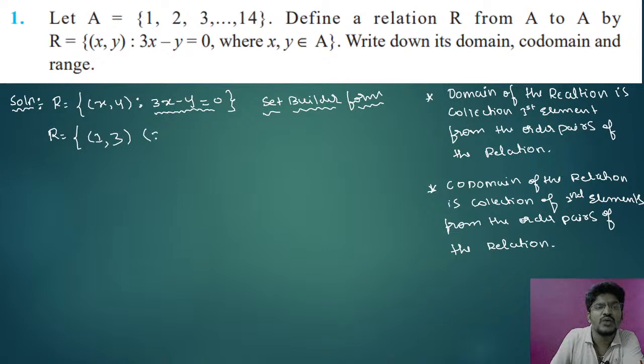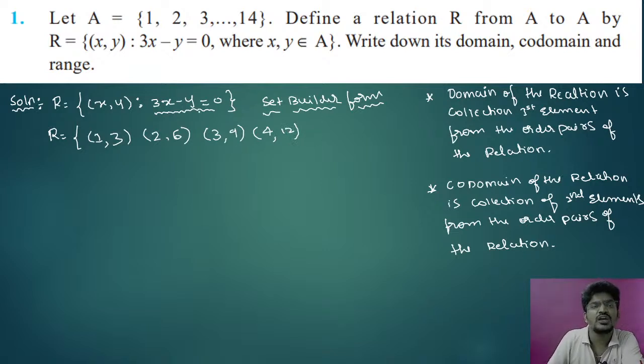If I write x value as 2, now what are you going to write for y? 3 into 2 is 6. So 6 minus 6 is equal to 0. Therefore, (2, 6) will be the second ordered pair. See the third ordered pair. If I write x value as 3, 3 into 3 is 9. So y value is going to be 9, because 9 minus 9 is equal to 0. Put x value as 4. 3 into 4 is 12. So 12 minus 12 will be 0. Therefore, (4, 12) will be the next ordered pair.